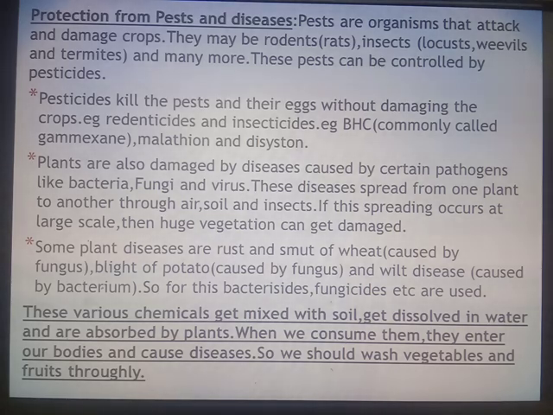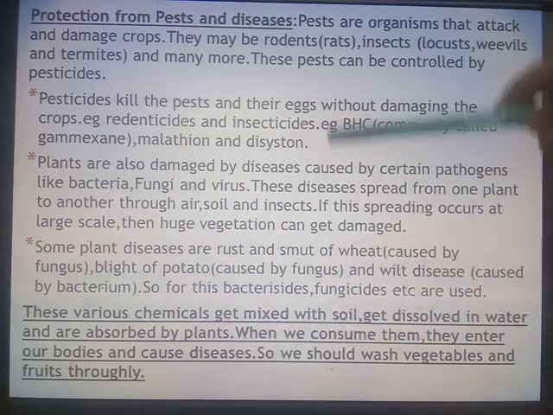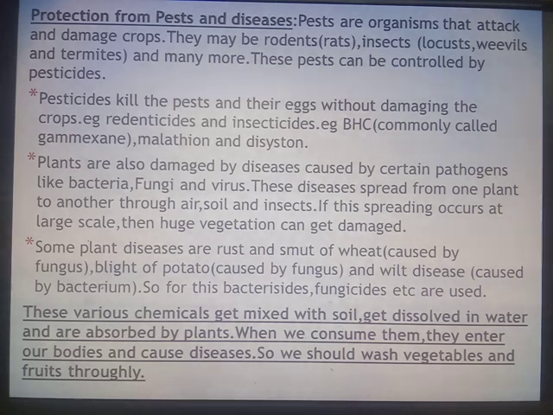So we should wash vegetables and fruits thoroughly. From your junior classes, your teacher and your parents always tell you that you should wash your hands, you should wash the vegetables or fruits that you consume. Why? Because they know that these types of chemicals are introduced in the field during the production of a crop. So when we consume them, they will enter our bodies, and being chemicals, they can harm us. So that's why whenever we consume any vegetable or any fruit, we should wash them properly and thoroughly.